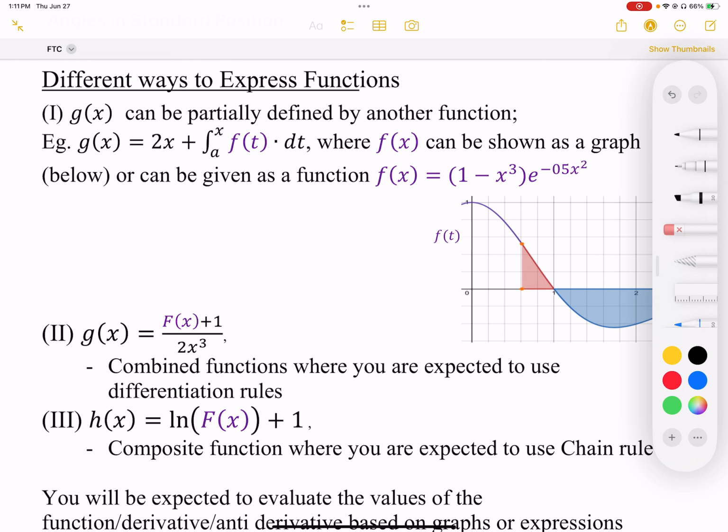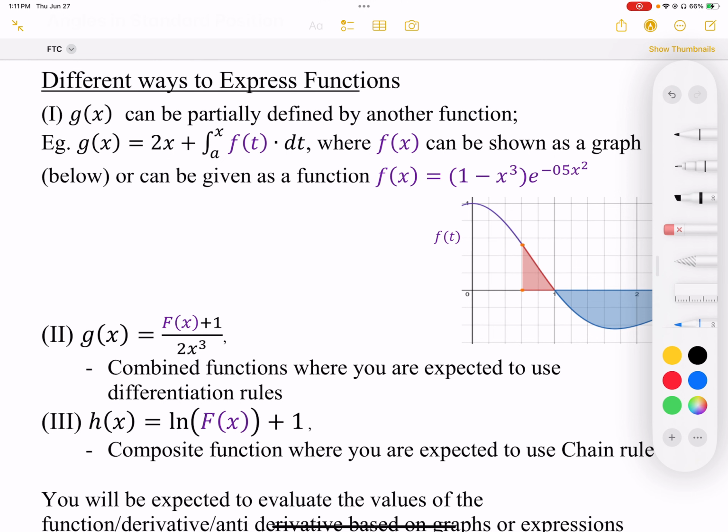In that last example, we can see that some functions can be partially described by derivatives and integrals of other functions. So for example, here we have g of x can be described by this part here, which is 2x. This is just a regular x part. But then we have another part that can be described by the area under a curve. And this f of x can be some explicit function.